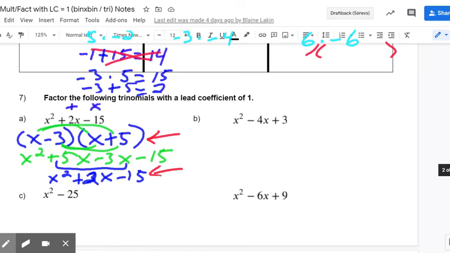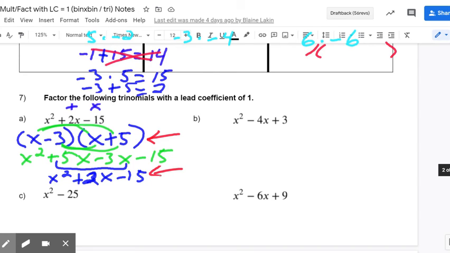All right, why don't you guys try B on your own? Find a way to multiply to positive 3, add to negative 4. The only way that's going to happen is if you have two negatives. Just a little hint. Pause for now and then come back once you've got this solved.